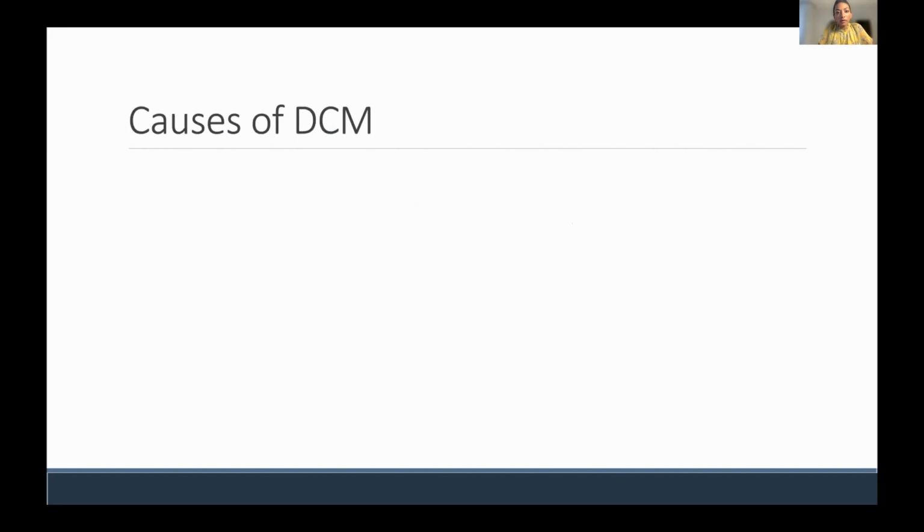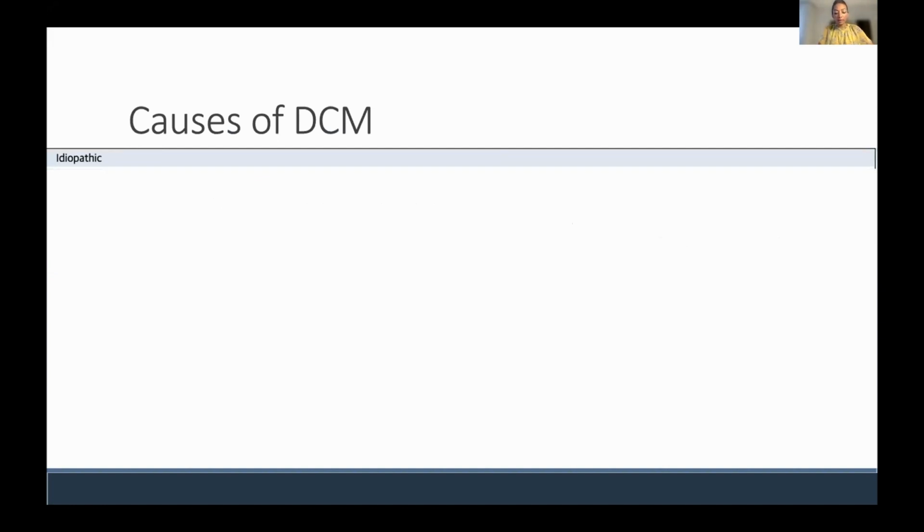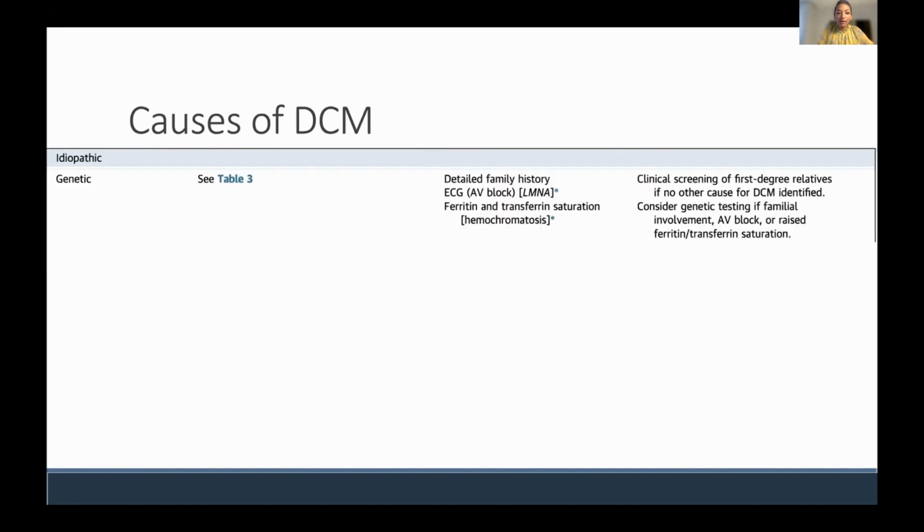So now coming to causes of dilated cardiomyopathy. The idiopathic is really the most common cause, which essentially means that we don't really know what's causing it. But as we're doing more research, we'll probably find out that more and more of these so-called idiopathics have a genetic basis. This is why detailed family history is really important, and ECG can be helpful. AV blocks are quite common in lamin associated cardiomyopathies. If you see any of these features, or you have a young patient with unexplained cardiomyopathy, genetic testing is recommended as well.